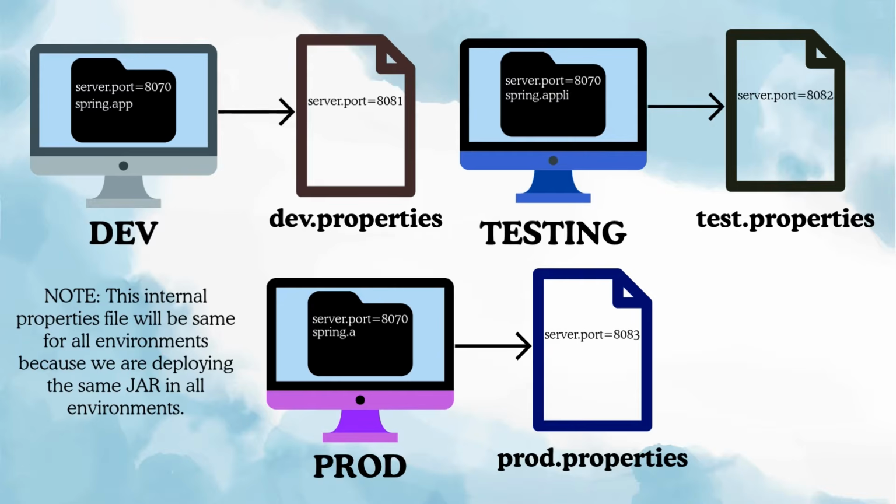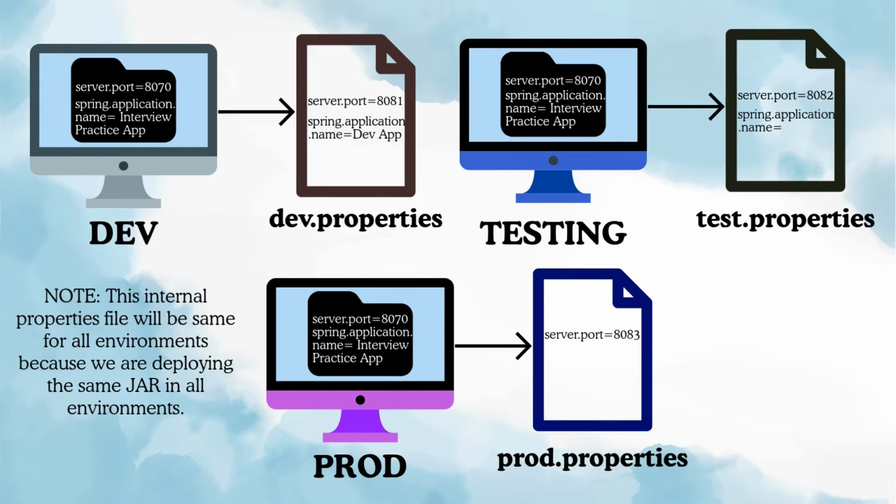Suppose we define this property spring.application.name in our internal application.properties. It's a property that defines our application name basically. So I'm keeping its value as interview practice app in the internal file. Now let's say in the dev environment, we define this spring.application.name as dev app, and in test we write spring.application.name as test app. But in production, we don't define this property at all.